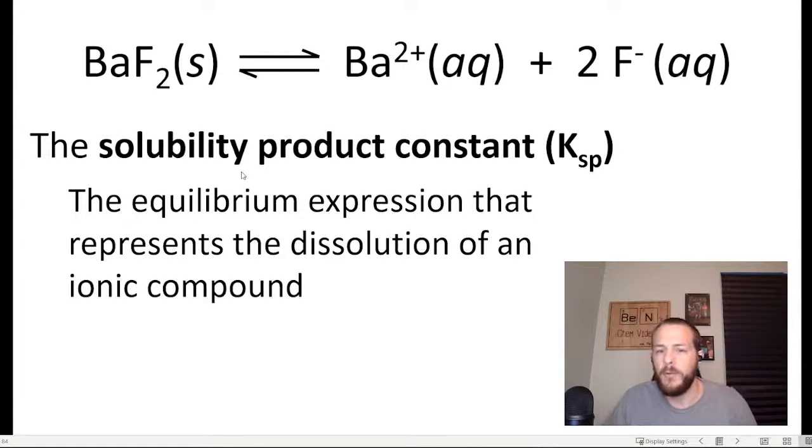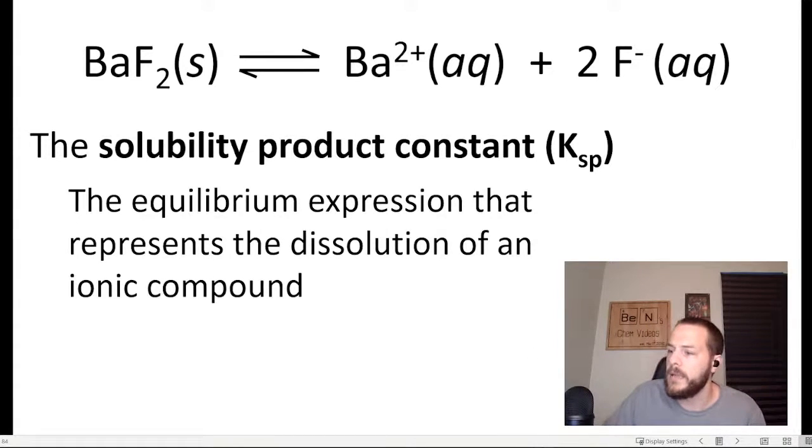So again, if we represent the dissolution as an equilibrium, all equilibria can be described by an equilibrium constant. Way back when we were talking about equilibrium, we understood that the equilibrium constant shows you the extent of the reaction, in other words, how far the reaction proceeds in either the reactant or the product direction. And the equilibrium constant associated with the solubility of an ionic compound is called the solubility product constant, or Ksp. So Ksp, the solubility product constant, is the equilibrium expression that represents the dissolution of an ionic compound.